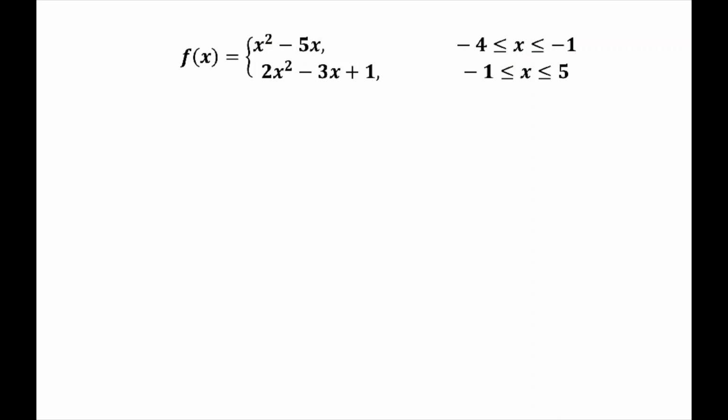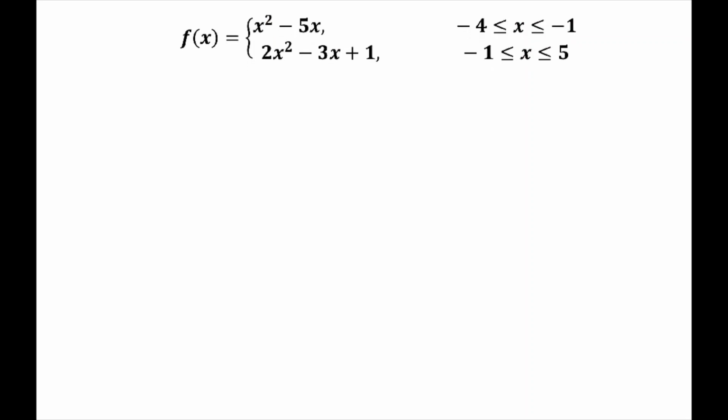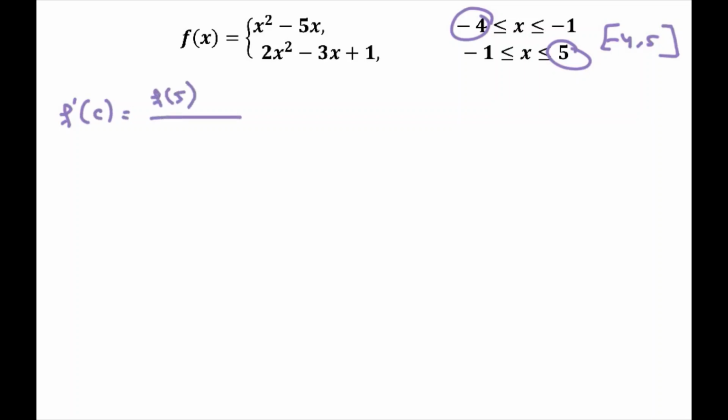Let's look at this question here. When I have a piecewise function, we are going to follow the same steps. The interval is basically from -4 all the way to 5. So I'm going to say f prime of c equals f(b), which is f(5), minus f(a), which is f(-4), over 5 minus -4.